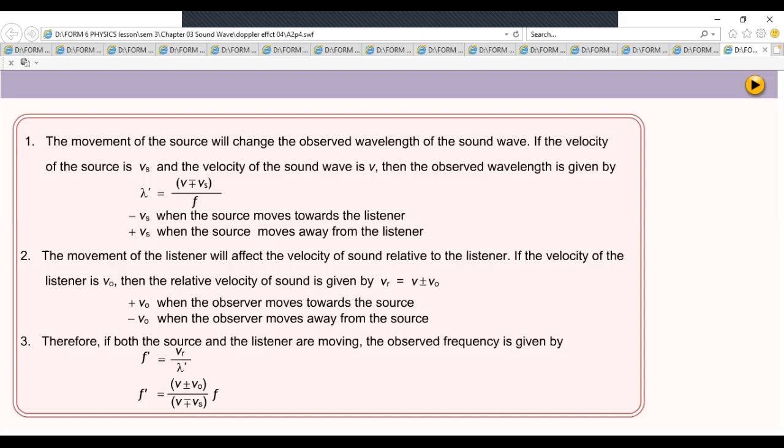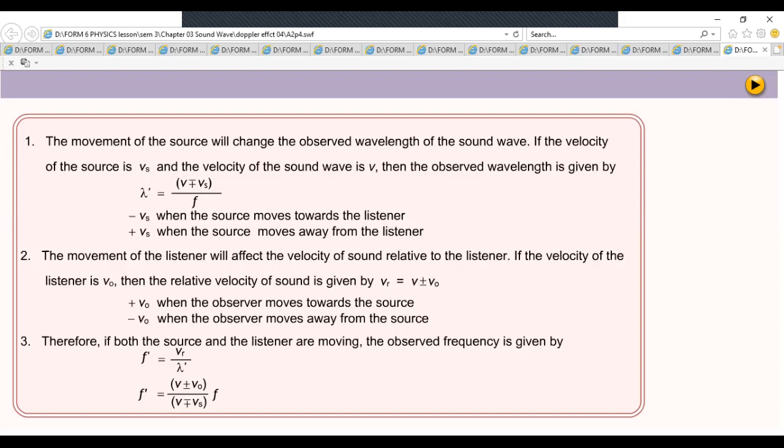Therefore, if both the source and the listener are moving, F prime equals V plus or minus V0, the speed of the observer, over V minus or plus Vs, the speed of the source, times the original frequency of the sound. V0 is positive when they approach each other.